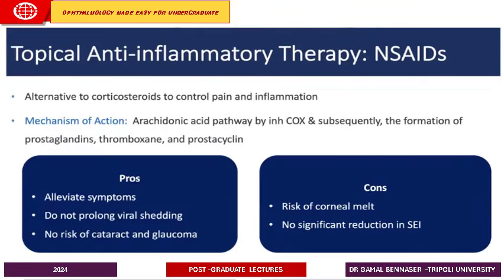Other common medication, as I said before, is the non-steroidal anti-inflammatory. The mechanism of action, as you know, is that they inhibit the arachidonic acid pathway, and hence they will prevent prostaglandin and prostacyclin formation. Also, they will alleviate the symptoms, and the advantage is that they don't prolong the virus shedding, and there is no risk of cataract and glaucoma. However, the risk of corneal melting is there, and there is no significant reduction in the subepithelial infiltrate. So these are the pros and cons for the use of non-steroidal anti-inflammatory drugs.